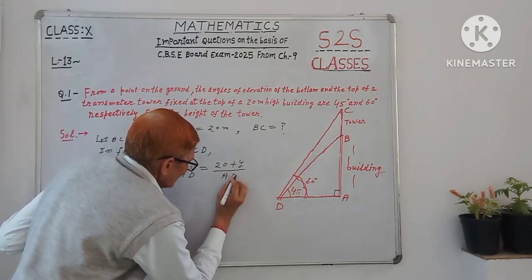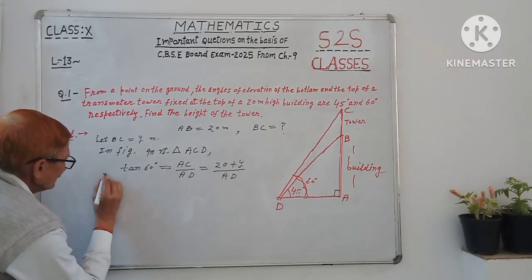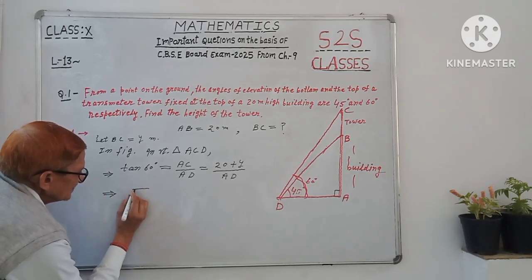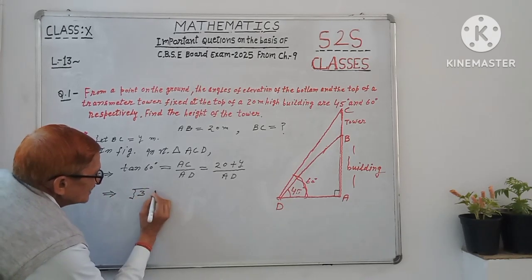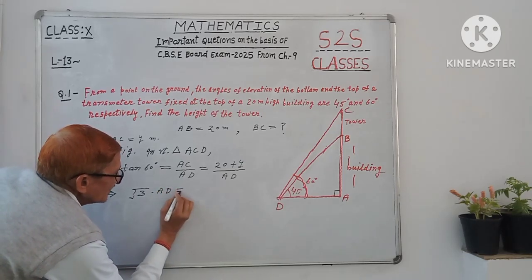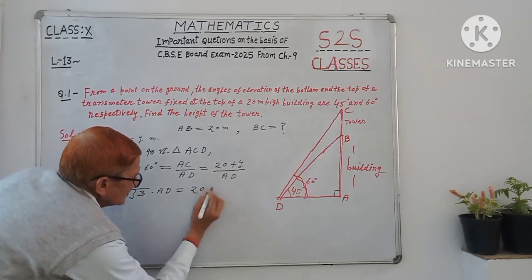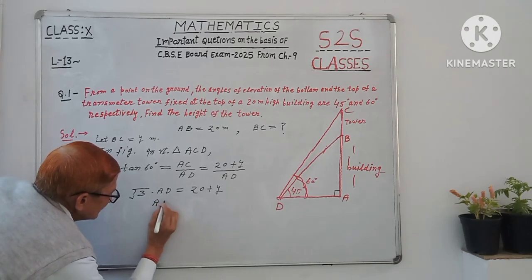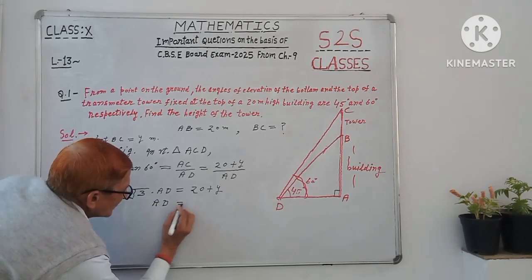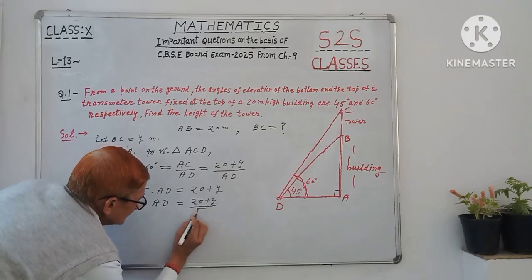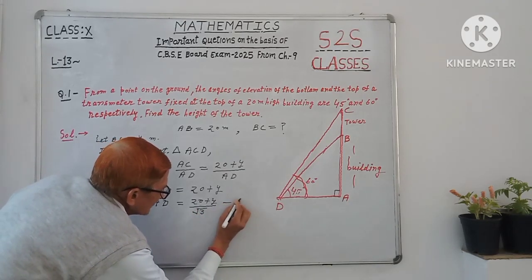This is AC, and divide by AD. Then from here AD can be found. Tan 60 value we can put. What is tan 60 degree? Root 3. So root 3 into AD, AD will come this side, multiply में, equal to 20 plus y. Then AD equals 20 plus y divided by root 3. This is your AD. This is your equation 1.